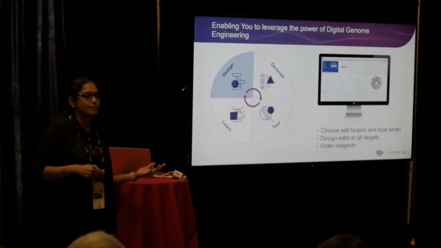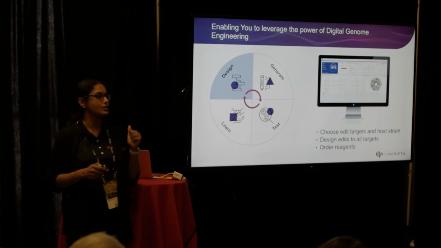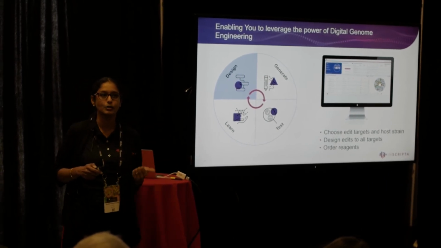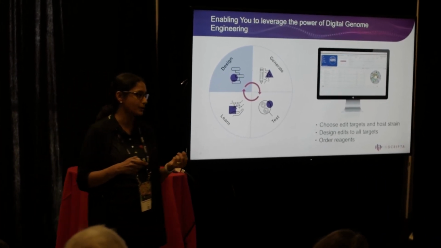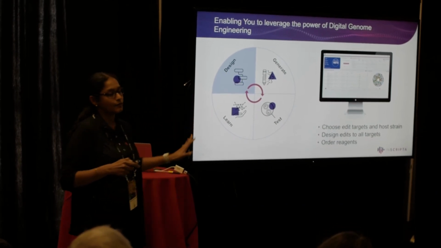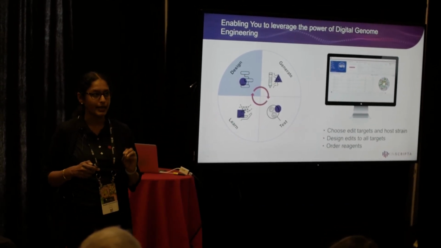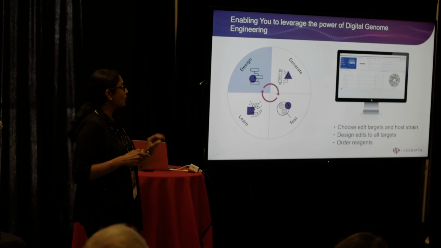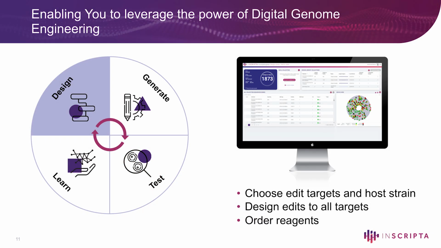So the first step to any genome engineering workflow is choosing your hypothesis. What do you want to edit? So what are the targets you want to edit? Our platform has been optimized for E. coli and Saccharomyces. So you start with the edit targets. It can be specific or it can be genome-wide. And choose your strain or the Inscripta strain. And we start with the design part of the DGTL cycle.